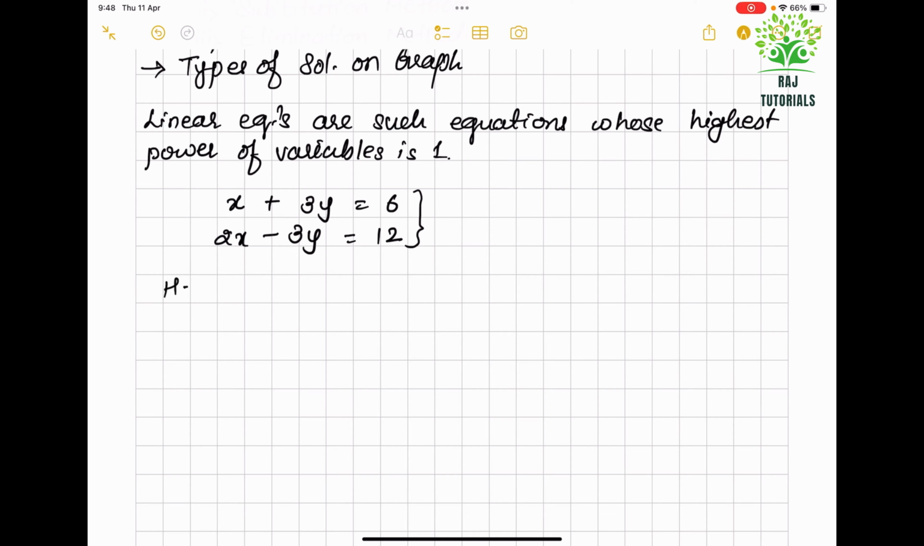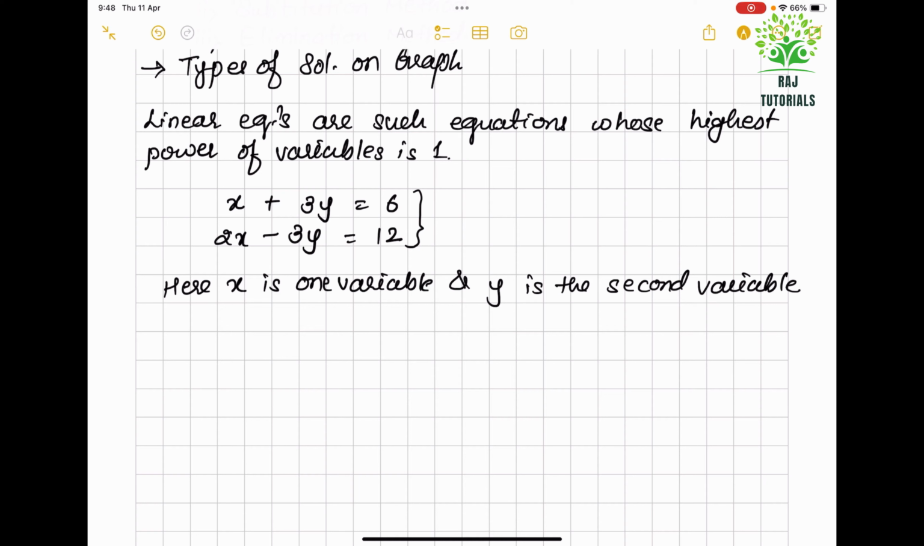Here x is one variable with power 1 and y is the second variable with power 1. So both are one variable power equations, and pair means two equations. So here we are given two equations, both with variables of power 1.